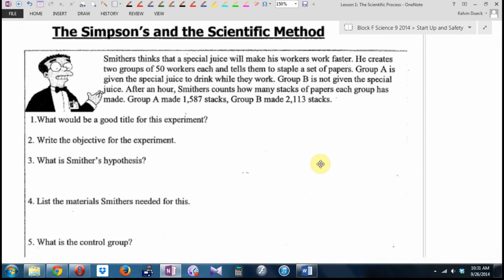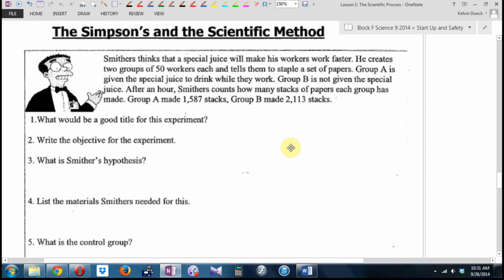He creates 2 groups of 50 workers each. He tells them to staple a set of papers. Group A is given the special juice to drink while they work. Group B is not given the special juice. After an hour, Smithers counts how many stacks of papers each group has made. Group A made that many stacks. Group B made that many stacks.